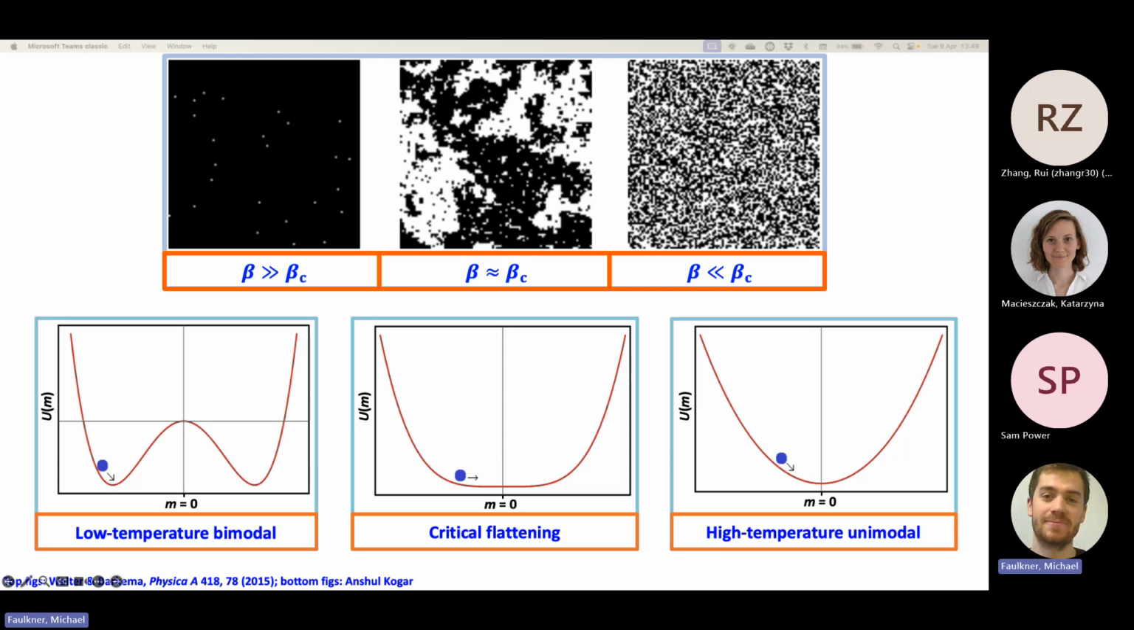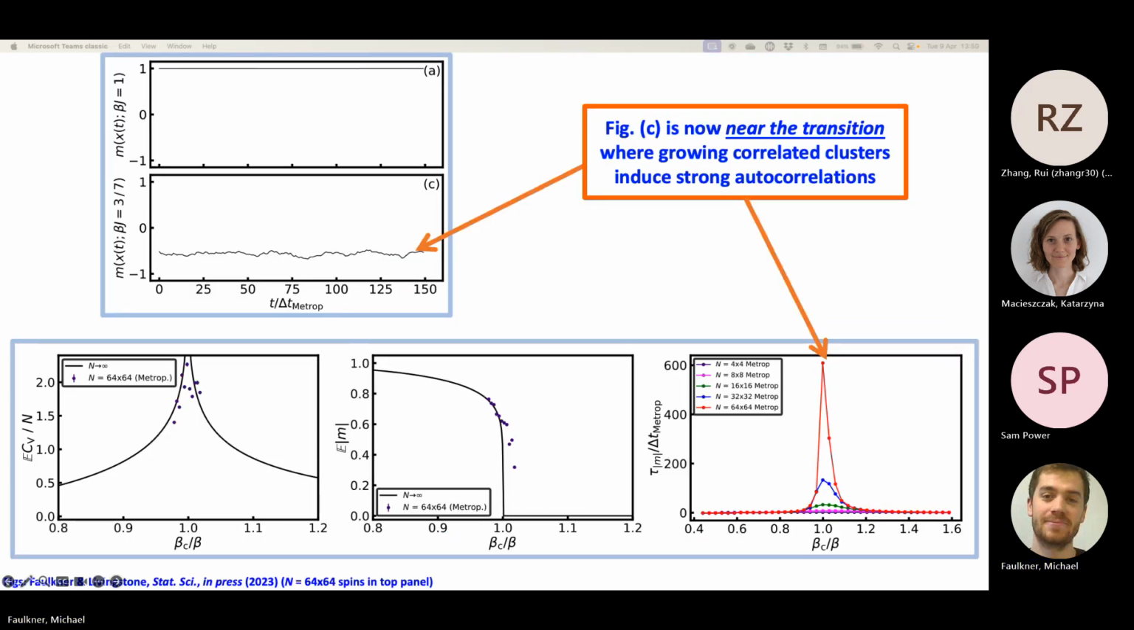So you get these large islands of correlated spins where, if you look zoomed in, it looks like you're in the low temperature phase. When you zoom out, you can see that you're not. And these large islands become frustrated and stuck and don't know what to do. Then you end up with very strong autocorrelations at the transition, which we'll look at now.